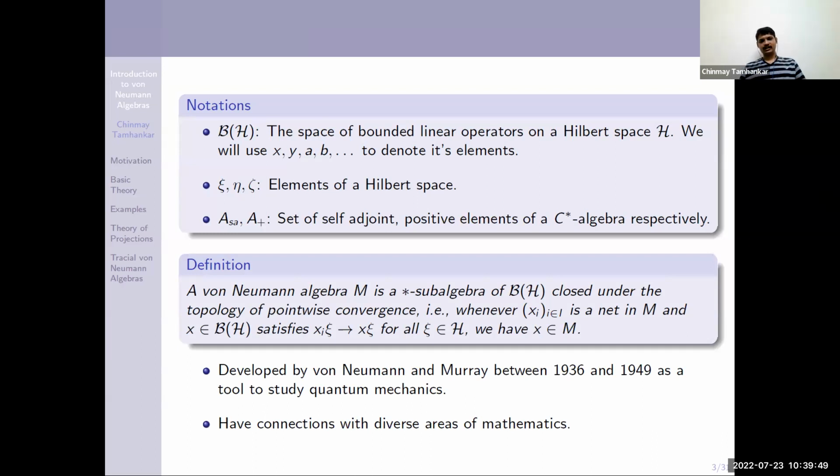So this theory was developed by von Neumann and his student Murray between 1936 and 1949 to study quantum mechanics. And this has connections with various areas of mathematics. For example, Connes introduced something called non-commutative geometry, and Jones introduced the Jones polynomial, which revolutionized the field of knot theory in topology. I hope I am saying it correctly. For their work, Jones and Connes won Fields Medals, and also we have something called free probability. It is a kind of generalization of probability, and it was initiated by Voiculescu.